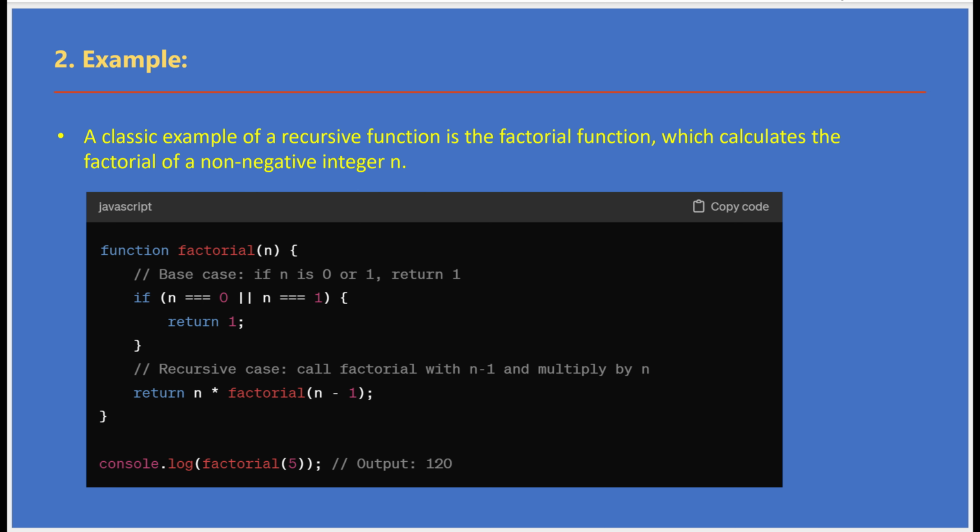function factorial(n) { if (n === 0 || n === 1) return 1; return n * factorial(n - 1); } console.log(factorial(5)); // output: 120. Here, the base case is when n equals 0 or 1 and the function returns 1. The recursive call happens when n is multiplied by the factorial of n-1.